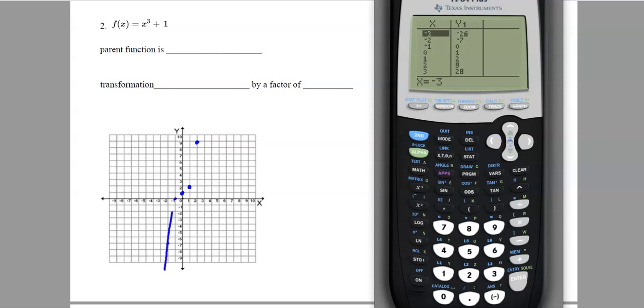So we're coming up, up, up, up, up. Make our cross. Go on up. So this looks like it's going to be this. It's the cubic because I saw the 3. So parent function is cubic. The transformation, well, the original one goes right here. So the original was right down there. So I think we were translated by a factor of 1 unit up.